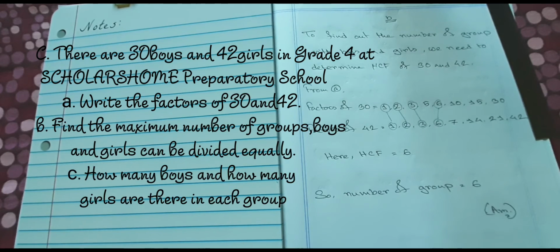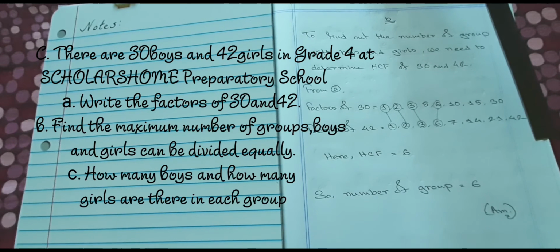Made with 30 boys and 42 girls. Okay, why? Because the 30 boys can be divided. If you divide them into groups of one only, then we'll get only 30 groups, and for 42 we definitely cannot exceed 30 because the boys are only 30. This is why the number of groups will be less than or equal to 30.